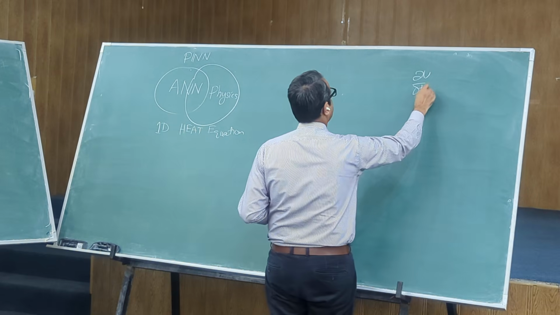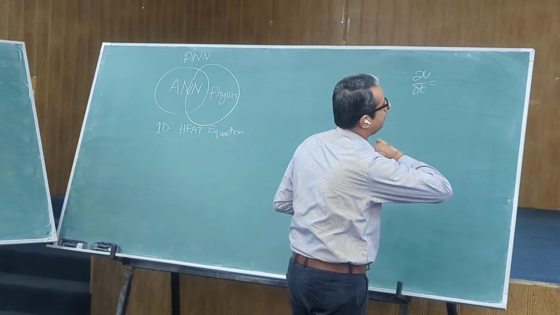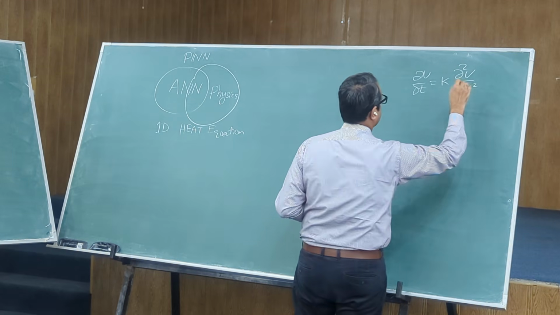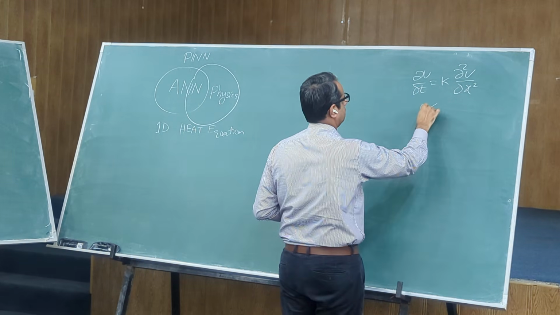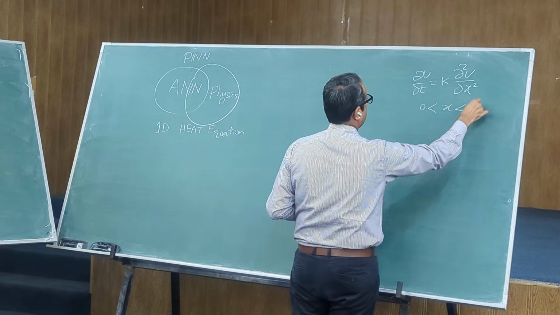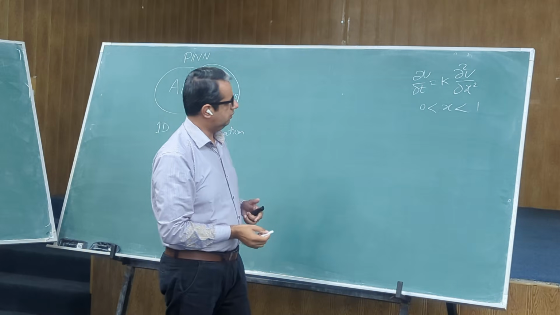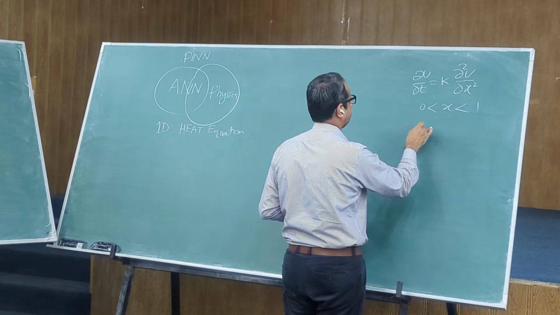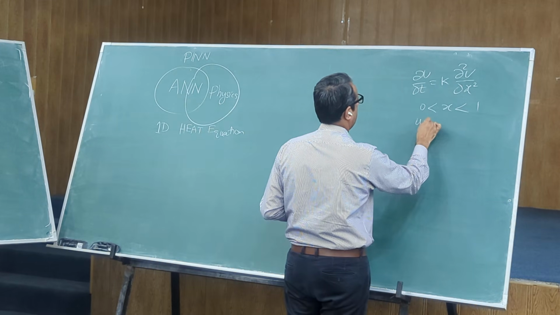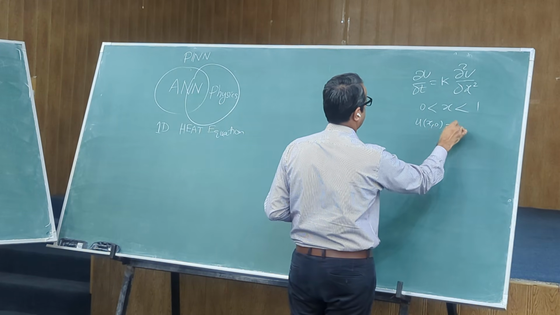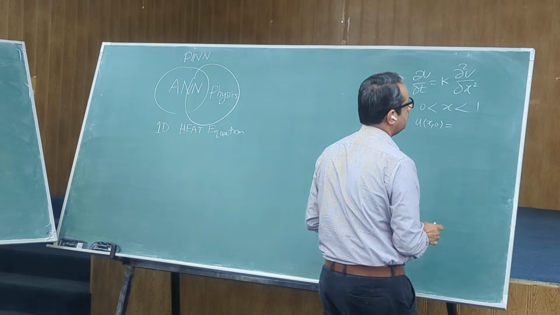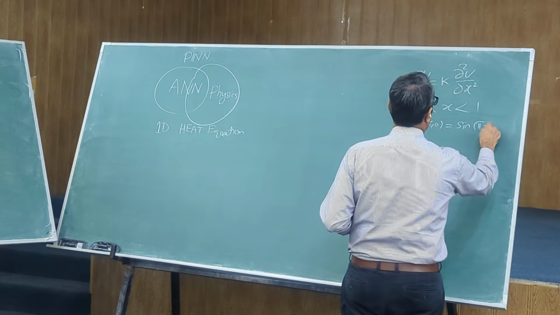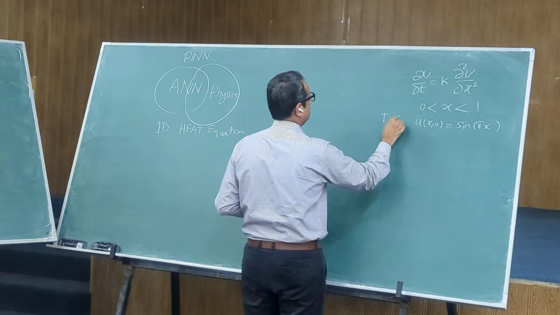partial u over partial t equals some kappa times partial 2u over partial x square, and in one dimension we are taking length of 1 unit, and we should have some initial condition. So u at x, 0 follows this law, sine pi x. So this is the initial condition.